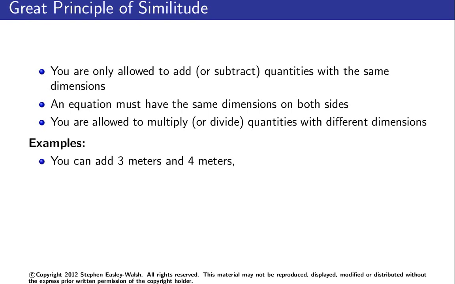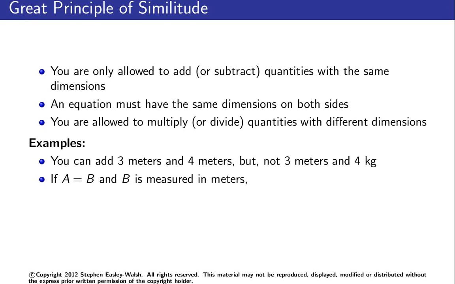So you can add 3 meters and 4 meters together, but not 3 meters and 4 kilograms. 3 and 4 meters are fine to be added together because they're the same unit, the same dimension, but not 3 meters and 4 kilograms because they are different units and different dimensions. If A equals B and B is measured in meters, then A must be in meters too.